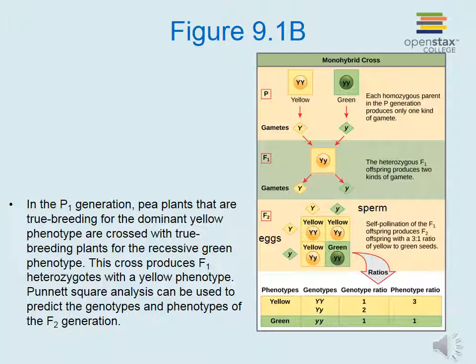If we take a look at the ratios below, we can see that the genotypic ratio is 1 to 2 to 1. This corresponds with 1 of the 4 offspring being homozygous dominant, 2 of the 4 offspring being heterozygous, and 1 of the 4 offspring being homozygous recessive. This then corresponds to a phenotypic ratio of 3 to 1, meaning that 3 of the 4 offspring have dominant yellow seeds, and 1 of the 4 offspring have recessive green seeds.